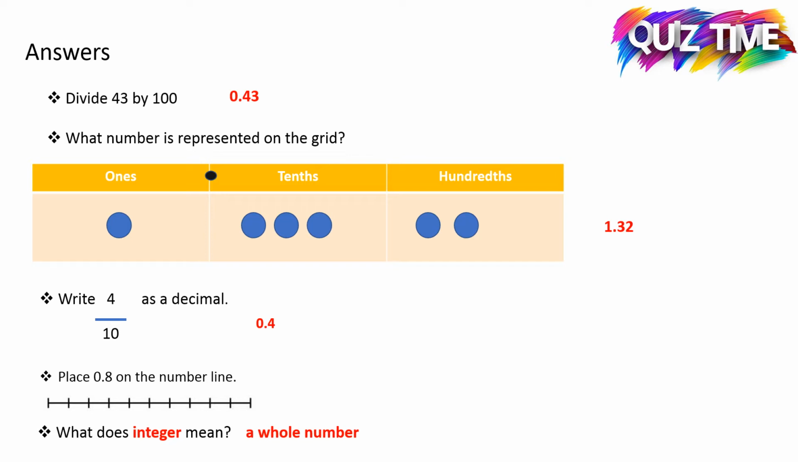That's what they represent. So we have 0.1, 0.2, 0.3, 0.4, 0.5, 0.6, 0.7 and 0.8. So this is where 0.8 would go on this number line. And integer means whole number. Well done if you got those correct.